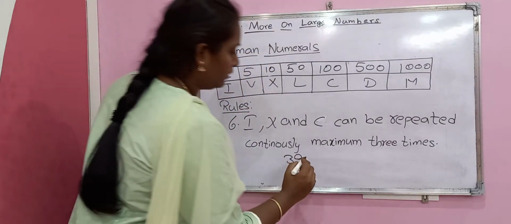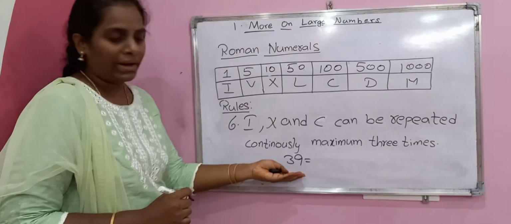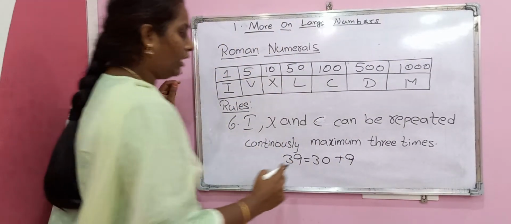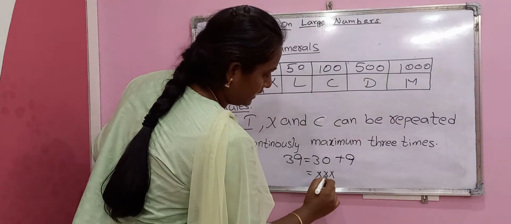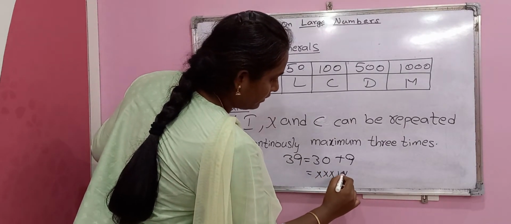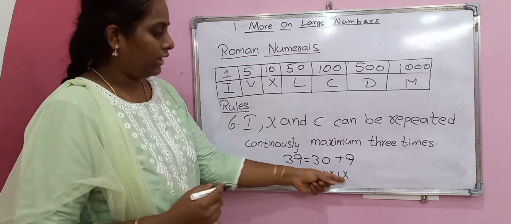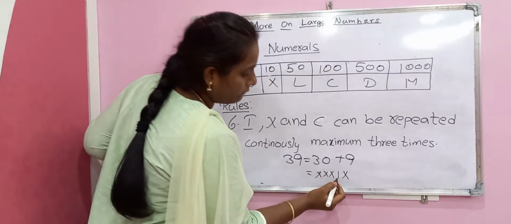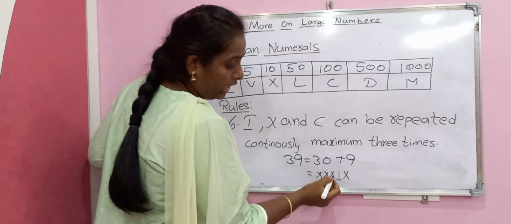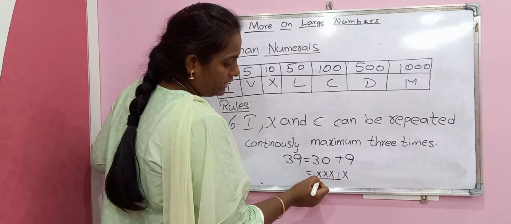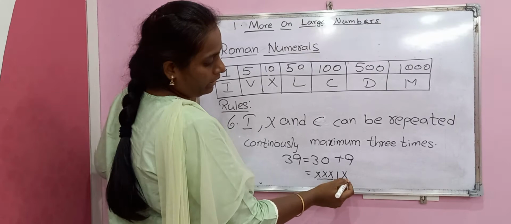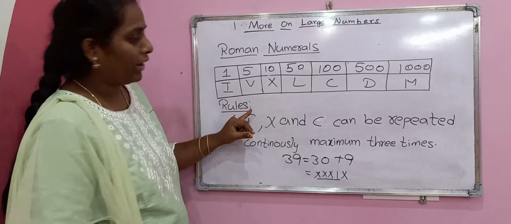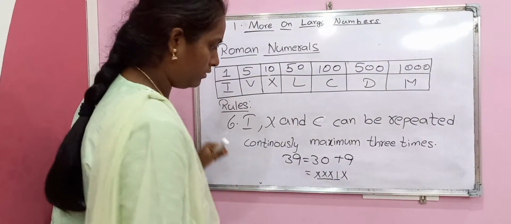Next we will take another example. 39. First expand this number. 30 plus 9. Expanded. Now 30. X plus X plus X, and 9. I X. Here 4 X's are there. But in the middle I is there. It is not repeated continuously. Here continuous repetition is there. But if you take the 4 X's, there is no continuous repetition. Okay. This is the meaning of this point. Copy this point.